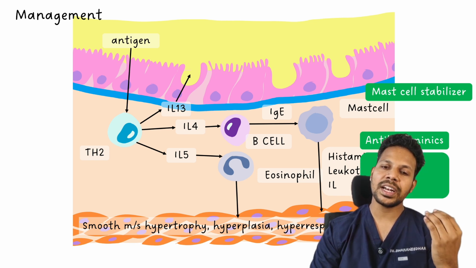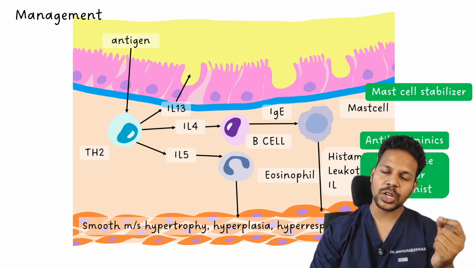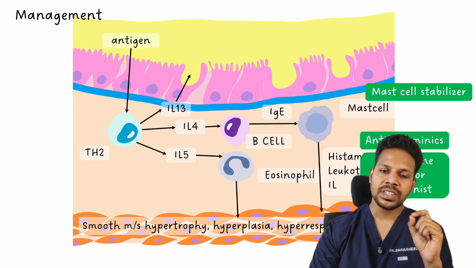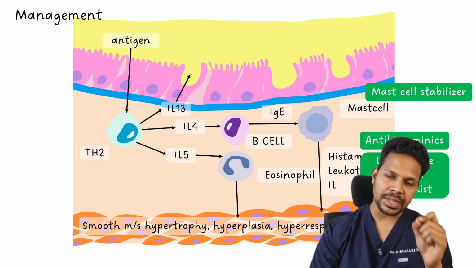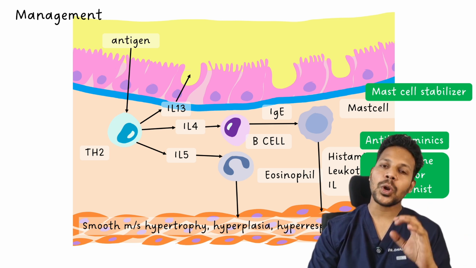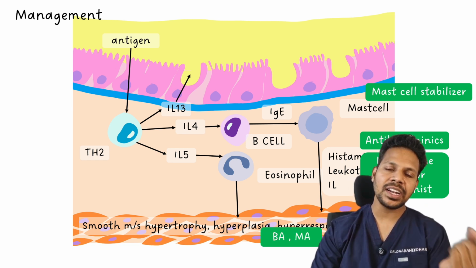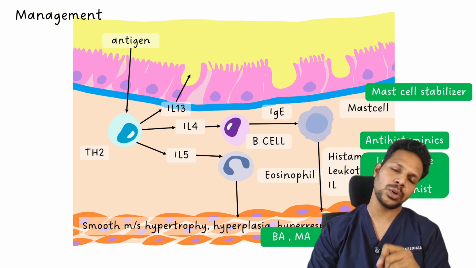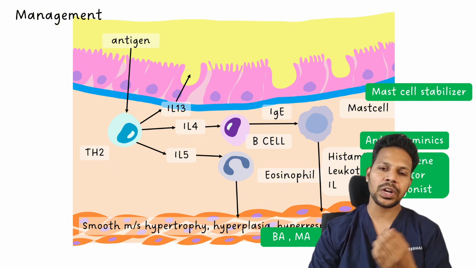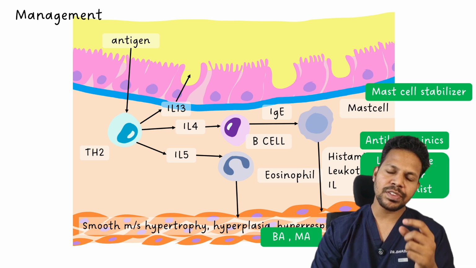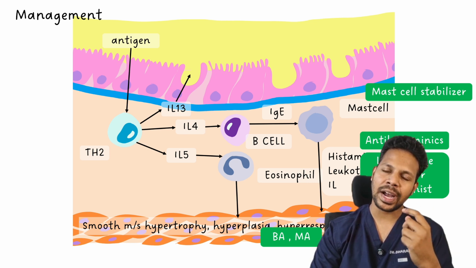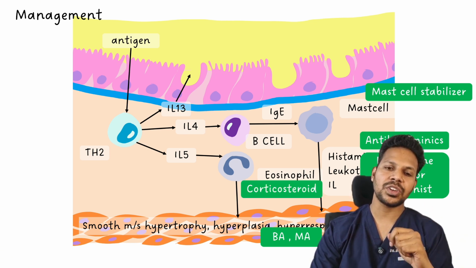Then we have leukotriene receptor antagonists. Again, they are going to block the leukotriene receptors. Then we have the bronchial muscle dilators or bronchodilators, namely beta agonists and the muscarinic antagonists. These two groups of drugs are the bronchodilators that can be used here. And eosinophilic inflammation is very responsive to anti-inflammatory drugs like the corticosteroids.